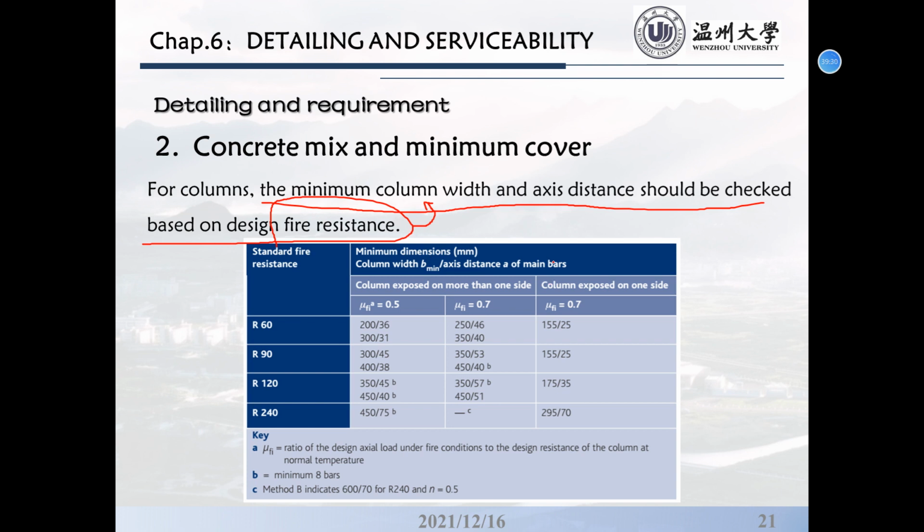Okay, let's take a rest. Stop here, take a rest. Later we will continue to see something about the detailing and the serviceability in this chapter.